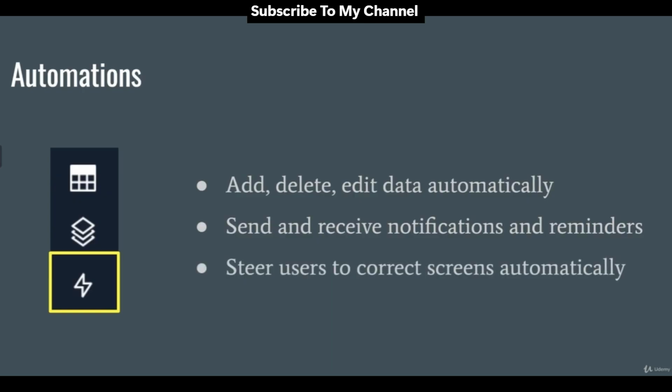Another thing that automations allows you to do is steer users to correct screens automatically. So let's say you click a button like submit. Instead of staying on that screen, it takes you to a new screen, like the history screen, so that you don't see the screen that you were just on. So let's say you click the submit button, it'll take you to the history screen or a new screen that says thank you for submitting this form. And that's another type of automation. Automating everything allows you to become more efficient and streamline your work.